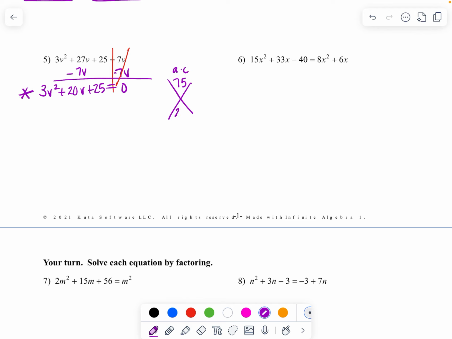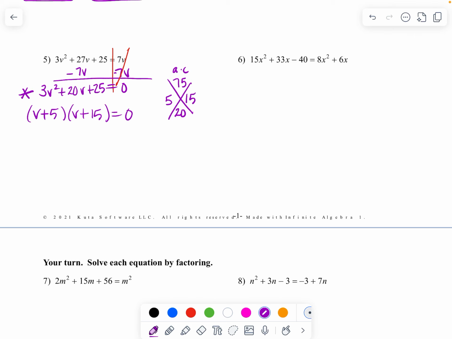So we're going to put a 20 down there, not a 20, not a 27. All right, so back to our x. We would get a 5 and a 15. They would multiply to 75, but add to 20. We'll fill in our parentheses. v plus 5, v plus 15 equals 0.